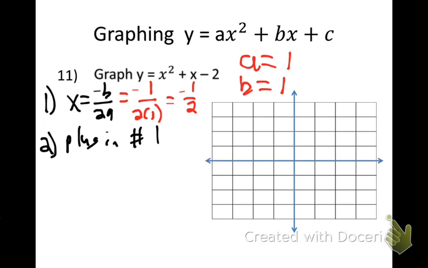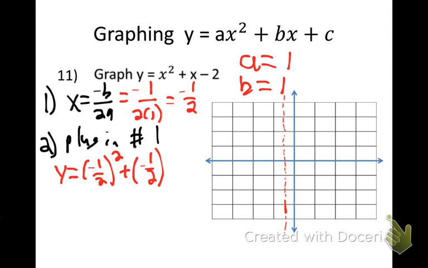There's my axis of symmetry. Negative 1/2. Yes. Okay. Number 2. I plug in my answer from step 1. So that means I get y equals (negative 1/2) squared plus (negative 1/2) minus 2. Why do you have parentheses now? I always do, because x is negative 1/2. I have to include it here. Oh, gotcha. Because x is a negative number.